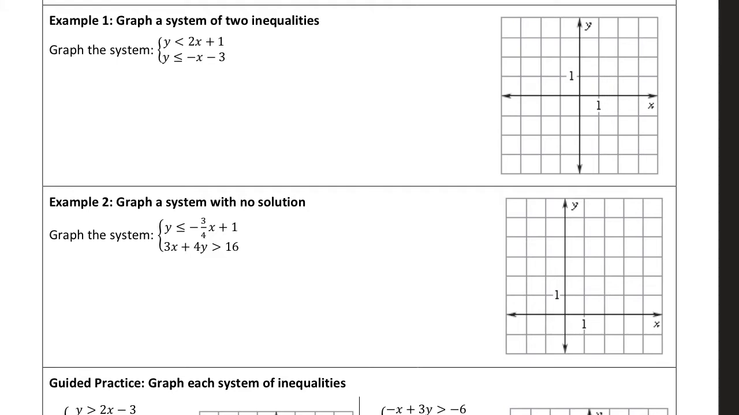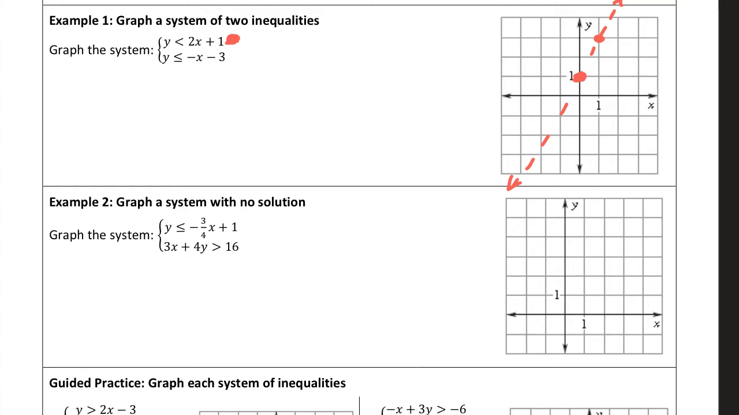So with this first equation, I'm going to do this first equation in red. So I'm just going to put a little red mark to show that this is going to be red. That's kind of like y equals mx plus b. I know that line will be dashed because it's just less than, and that has a y-intercept of 1, a slope of 2, so up 2, right 1. And it's a dashed line. So I'm just going to draw a dashed line. And I'm not going to shade right now.